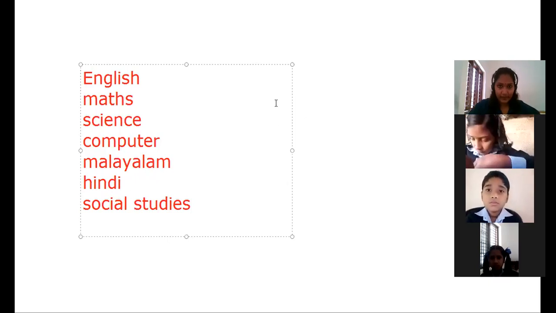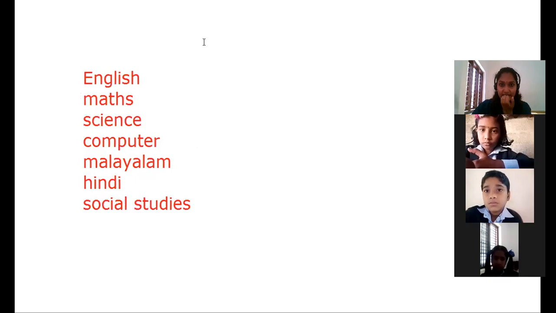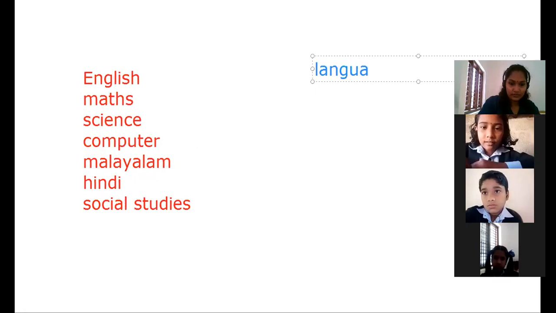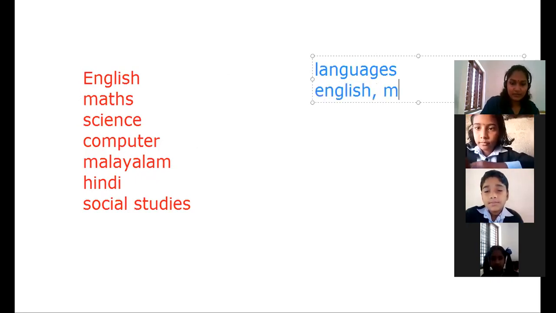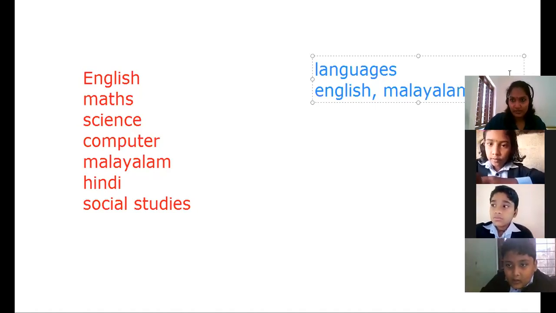Actually, English, Malayalam, Hindi are not actually subjects. They are commonly known as languages. So we have the first category, that is languages. Which are the languages here? English, Malayalam, Hindi. These are the languages. Arabic is also there. Okay, good.